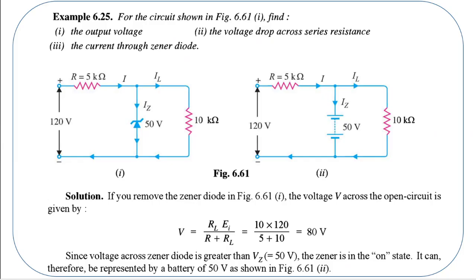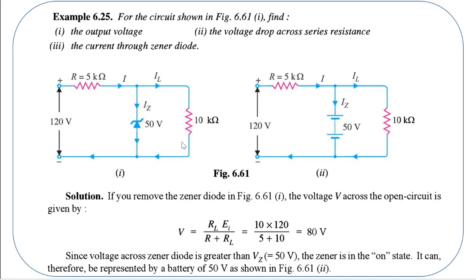Before winding up, let's do a quick problem. For the circuit shown in this figure, what is the output voltage, the voltage drop across the series resistance, and the current through the Zener diode? So you have 120 volts from a rectifier or something, and the Zener voltage is 50 volts, the load resistance is 10 kilo ohms, and the series resistance is 5 kilo ohm.